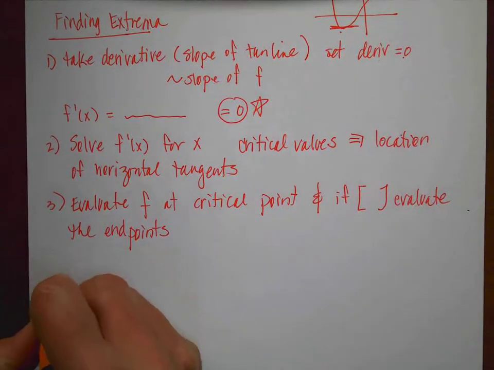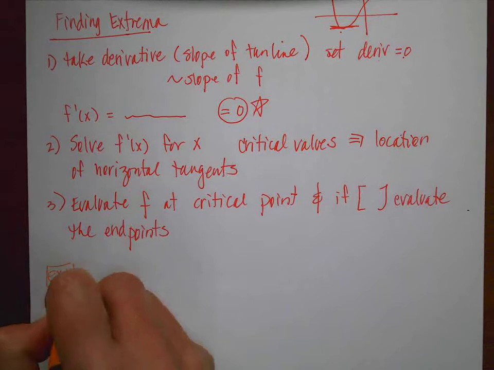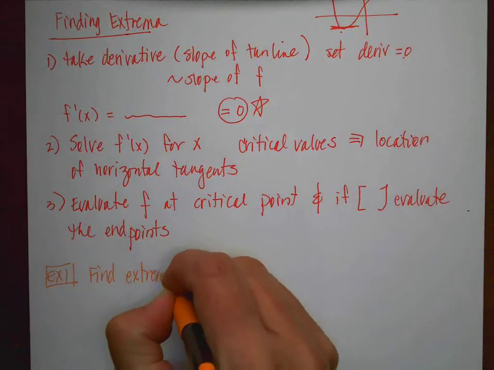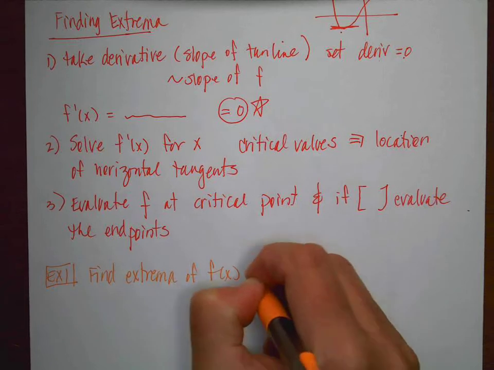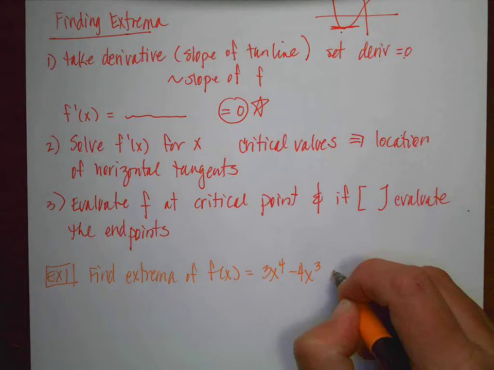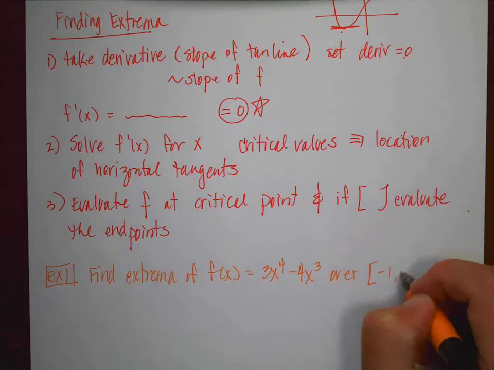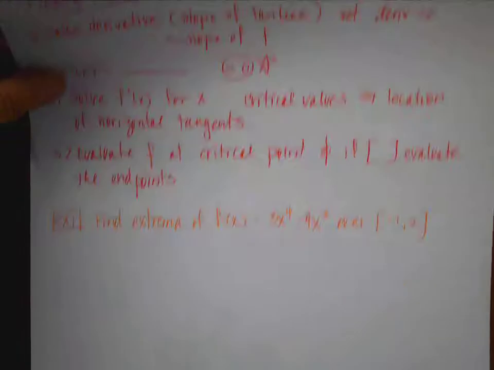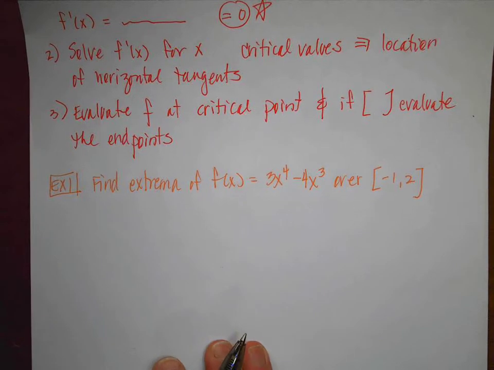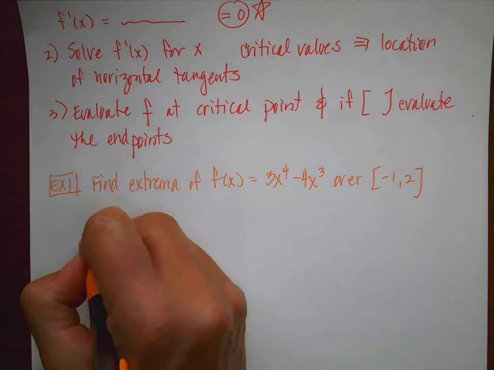So let's start our first example. Okay, example number 1. I want to find the extrema of f of x is equal to 3x to the 4th minus 4x to the 3rd over the interval -1 to 2. Now, I haven't written it down, but the assumption is in calculus that you're going to do this using calculus and you're not just going to put it in your calculator and graph. If you did that on a test, on an AP exam, you would get 0 credit for finding the extrema.